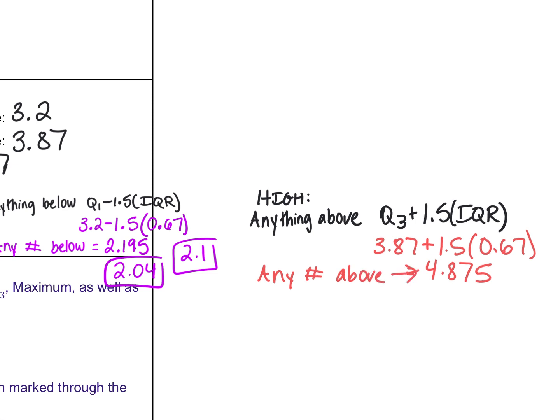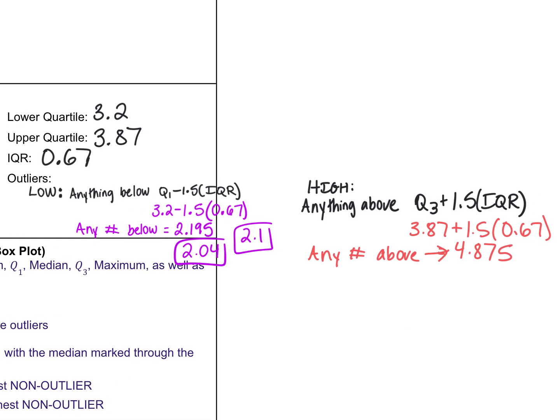Okay, do I have any numbers that are above 4.875? Unfortunately, I don't. Which I shouldn't say unfortunately, I guess fortunately. So there are no high outliers. What you'll find is that sometimes you have low outliers, sometimes high outliers, sometimes both or neither. It just depends on the data that you have. But this is how you check for those. It's always going to be those same formulas. Does anybody have any questions there? No? We're good with that?